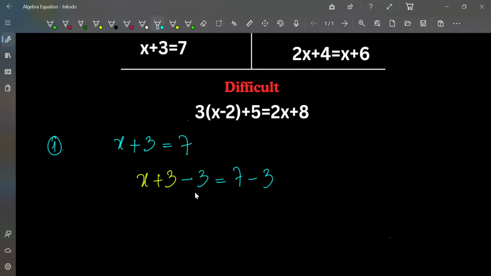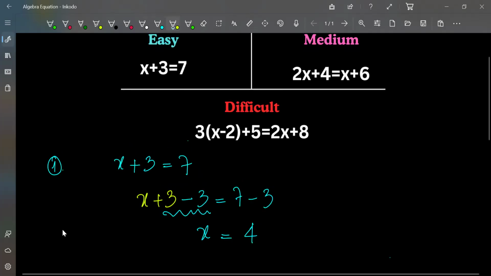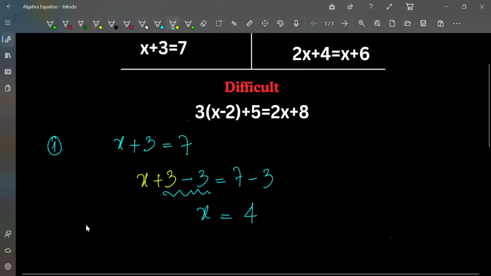Okay, so 3 minus 3 is equal to 0. So now we get x equal to 4. Okay, now the value of x is 4. You understand? So now let's start the medium level.